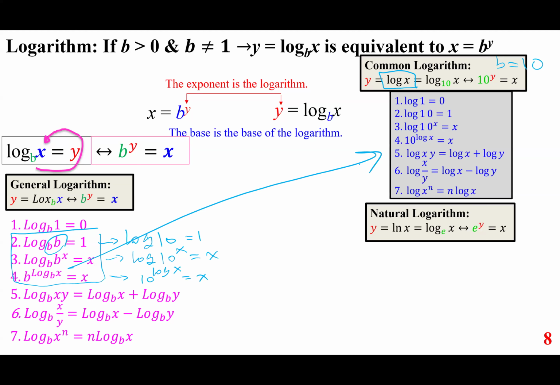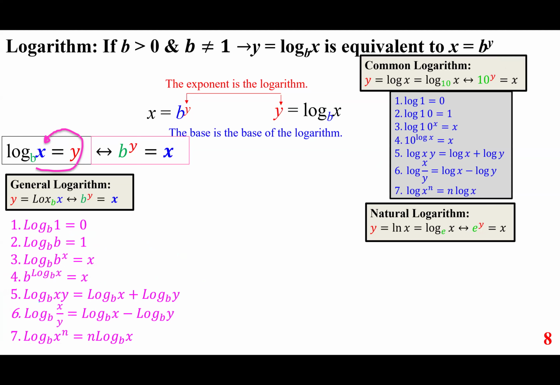Next, natural law. When we say y equals ln x, we mean the base is e. We don't write the base. And what happens in those cases? Let me erase this. Now, first and foremost, everything changes to ln.